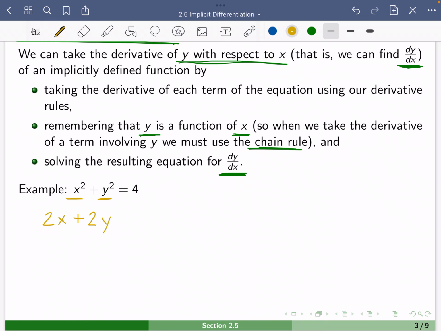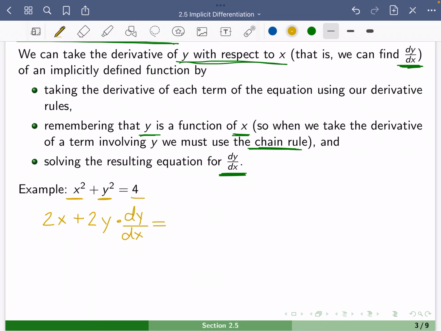We'll bring that power down and subtract 1 from the power. But the inside function is y. Our outside function is the squared stuff, and the inside function is y. So this is where we need to use the chain rule. We need to multiply this by the derivative of the inside. The inside is y, and when we take the derivative of y with respect to x, it is dy dx. That doesn't just magically go away. That is there. We're going to try to solve for that ultimately.